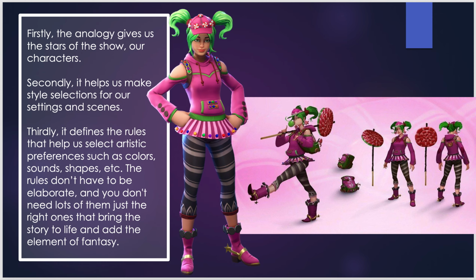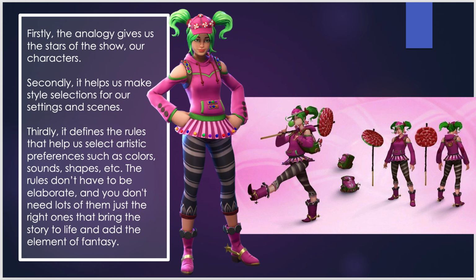So analogy gives us the stars of our show, right? Gives us our characters. Secondly, it helps us make style selections for our scenes and settings. It helps us define the principles and elements of design. And then third, it defines the rules that help us select artistic preferences. Actually, I just said that a minute ago, right? So colors, sound, shapes, principles, and elements. The rules don't have to be elaborate, and you don't need a lot of them. You just need the right ones to bring the story to life and add the element of fantasy.